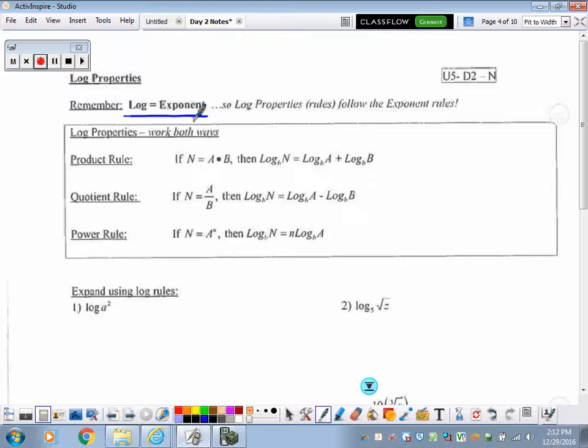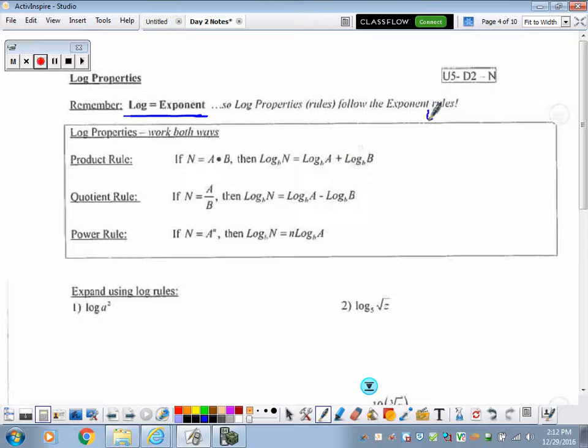Log properties work both ways, meaning that the left side is equal to the right and the right side is equal to the left. The first one is called the product rule. That means that if I have a product of a times b, when I take the log of both sides, the log of n will equal log a plus log b. Remember that when we multiply bases, we add the exponents. So here we're multiplying the bases, the a times b, and over here we're adding the exponents.